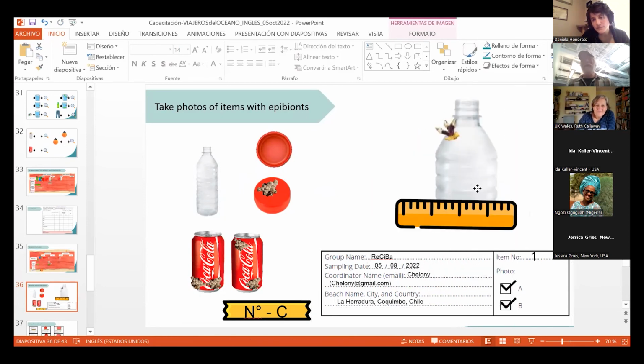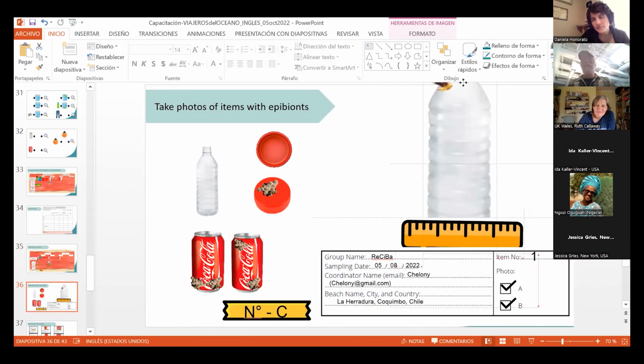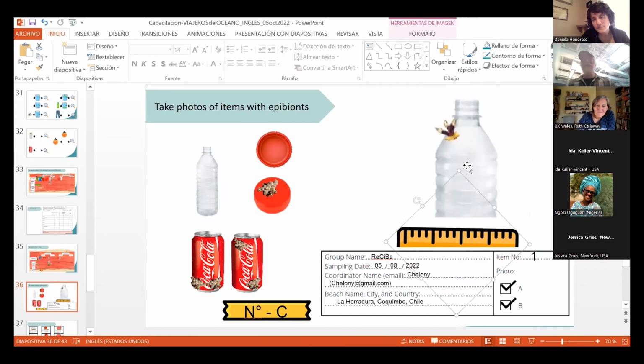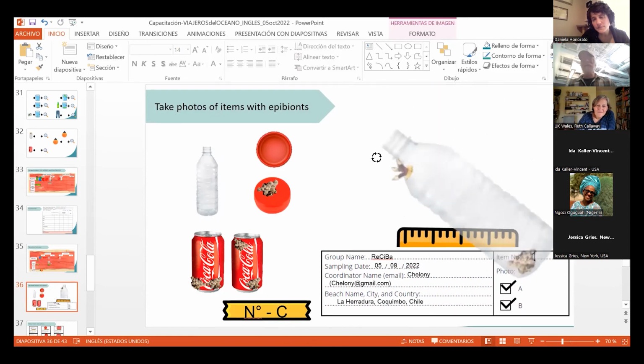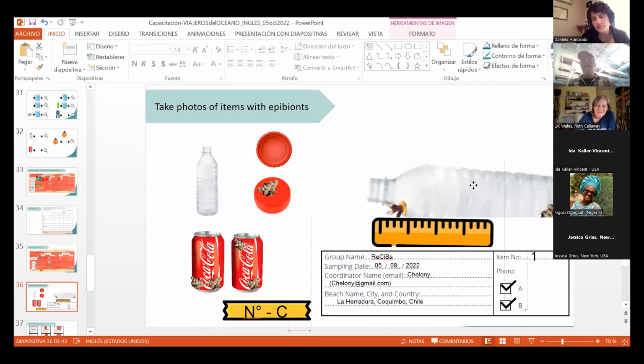Oops, no, I didn't want to move the ruler. I wanted to move the bottle so that, oops, I can't move it. Oh, I did something wrong. Let's do it this way then.